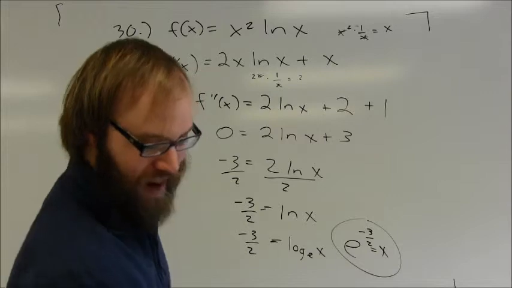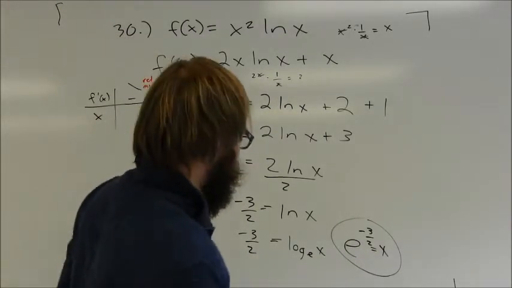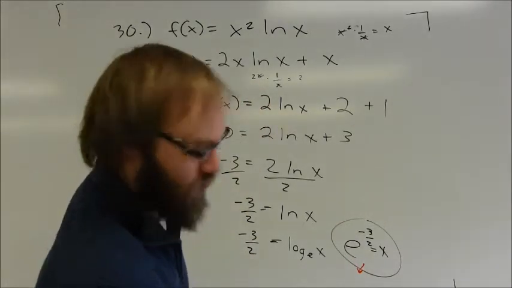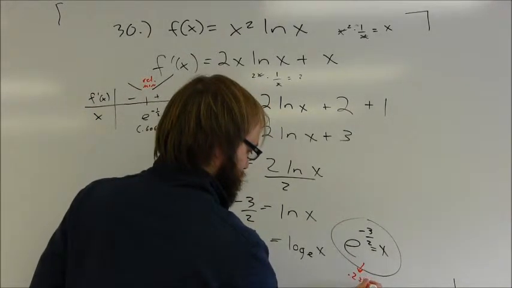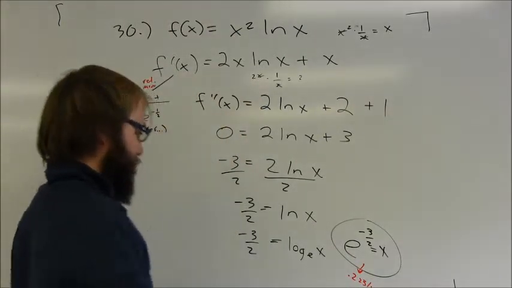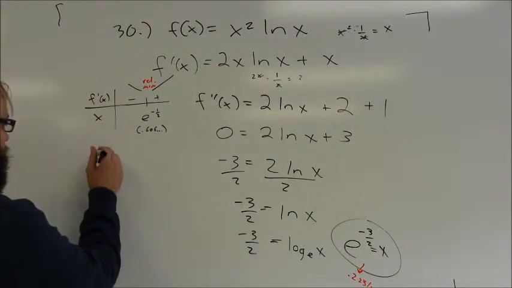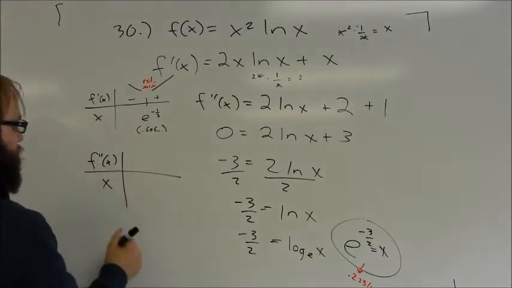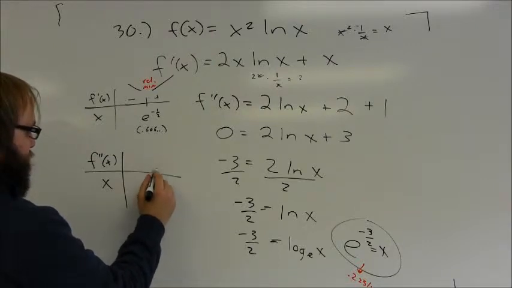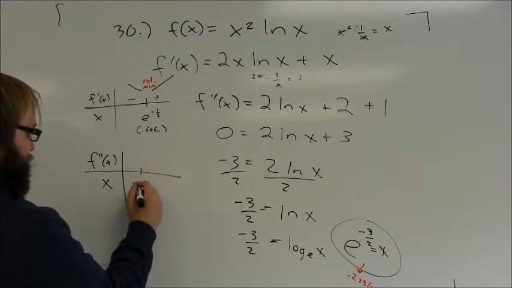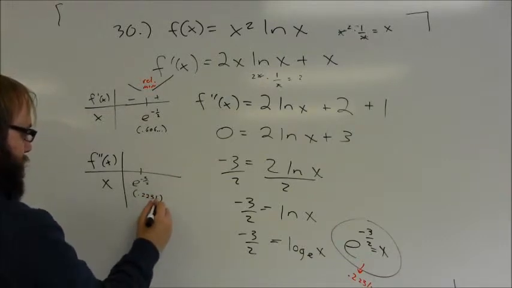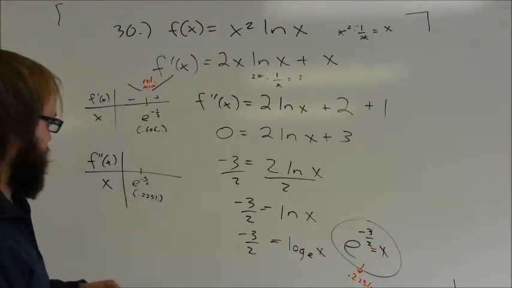value. By the way, e to the -3/2 is approximately 0.2231. Okay, so again, that's a positive value. And so I can do my second derivative table here. And we can see here that at a value of about e to the -3/2 power, which is about 0.2231, that's where that point's going to take place.